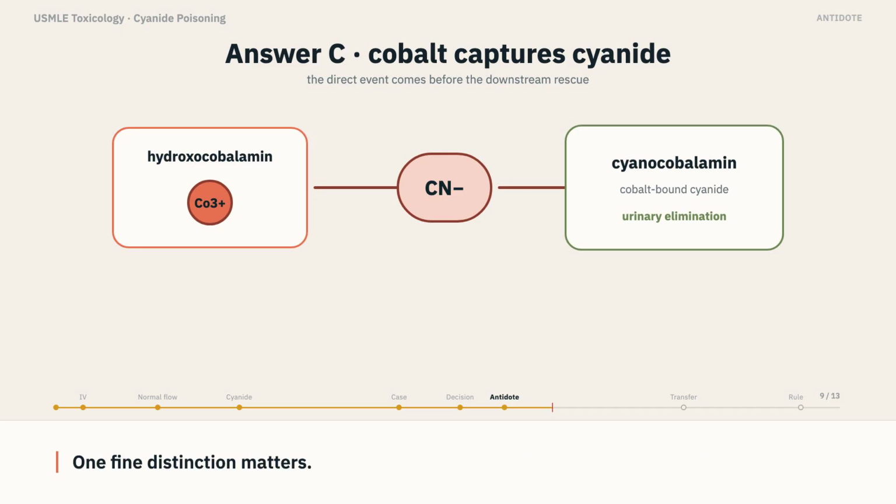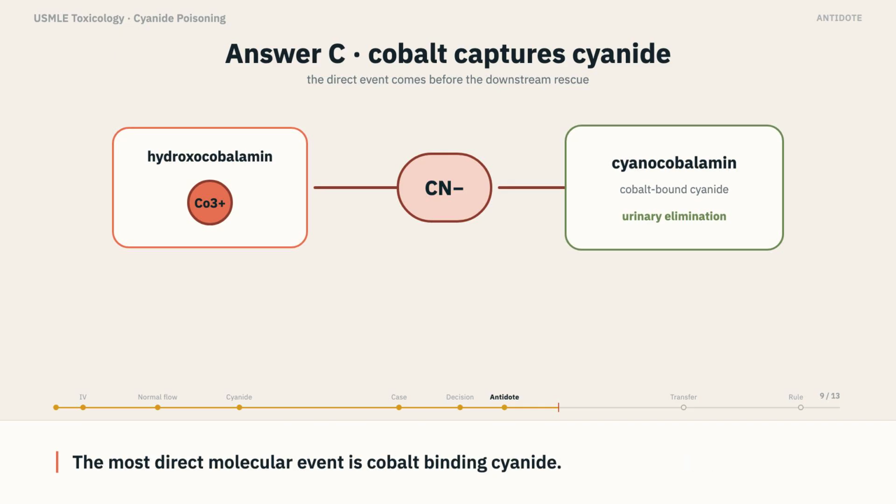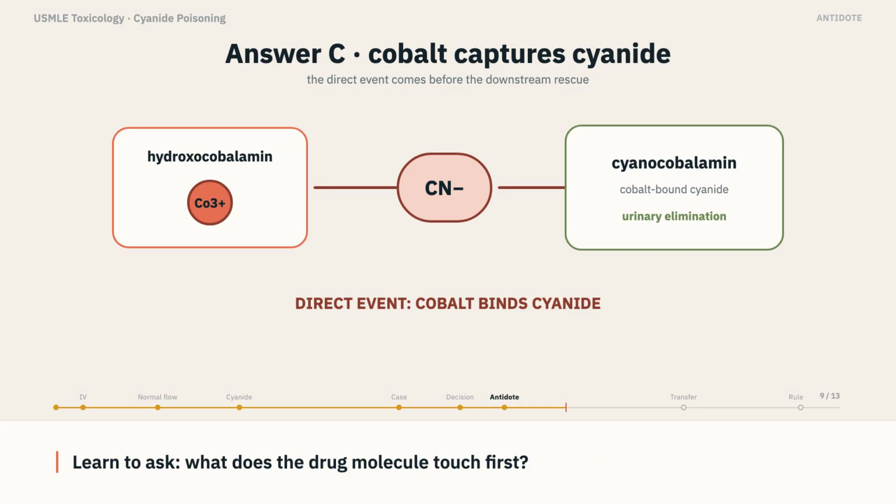One fine distinction matters. You may see this drug described as preventing cyanide from binding ferric ions in cytochrome C oxidase. That is a true statement about the net effect, but it is one step downstream. The most direct molecular event is cobalt binding cyanide. Protecting complex 4 follows. When a question says most directly, it is asking you to stop at the first event, not the useful outcome. That is a general exam skill, and it shows up in pharmacology constantly. Learn to ask, what does the drug molecule touch first?